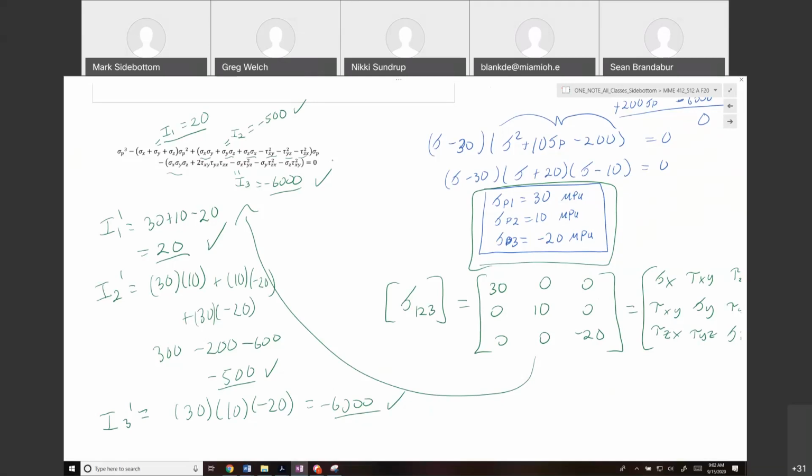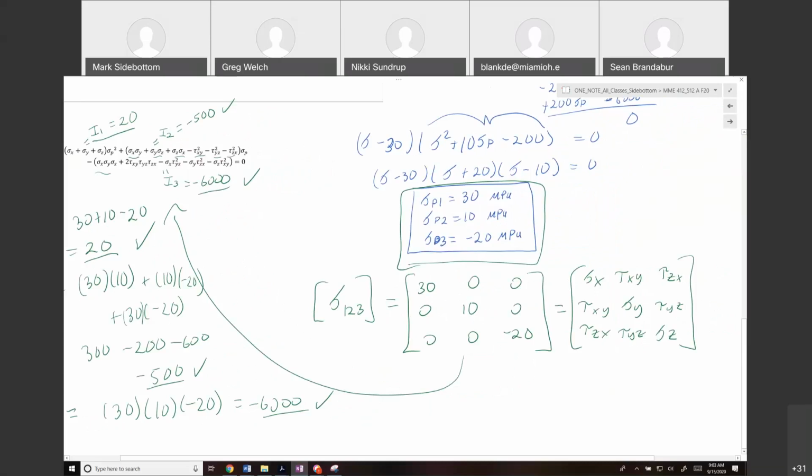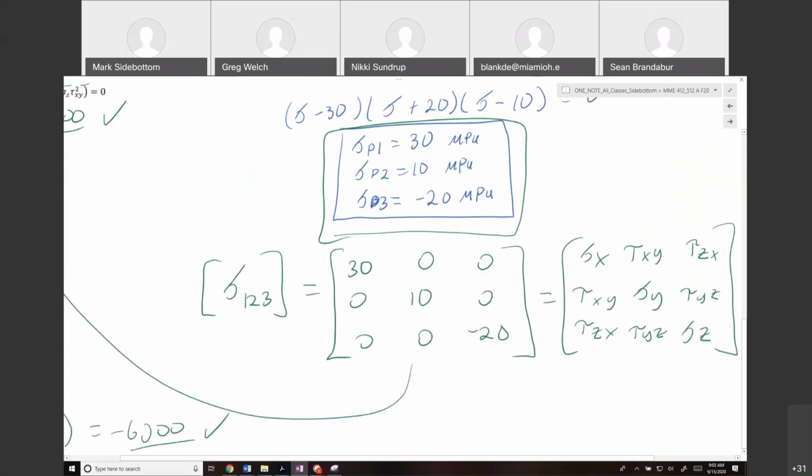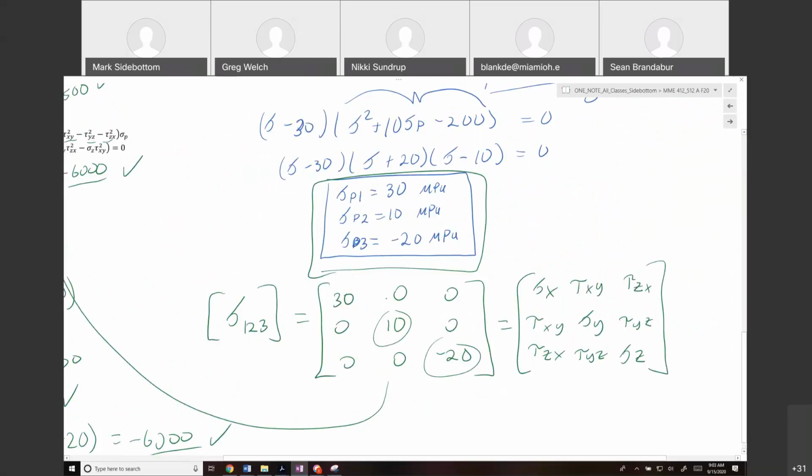Does that make sense? Dr. Sidebottom, I had a quick question. Sure. How did you notice that sigma P3 is the negative 20 value, and that it corresponds to sigma Z? So you're asking how I did this? Yeah, because from the equation, when you factor out, you just get three numbers. So is it just highest to lowest that you set for sigma X, Y, and Z? Yeah.